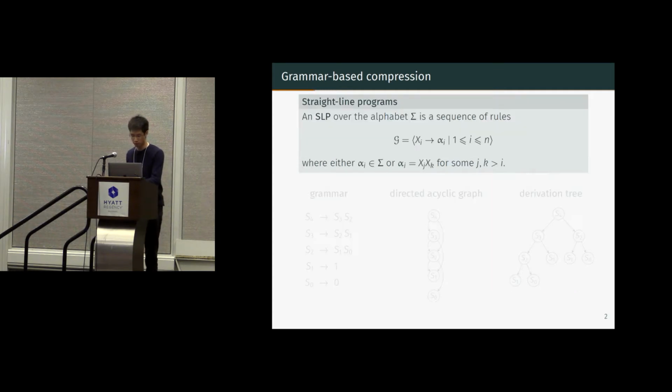So here's a more syntactic definition. As you know, we can always assume Chomsky normal form in grammars. So an SLP over some alphabet Sigma is a sequence of rules Xi goes to alpha i, so we have n variables Xi and n rules. The alpha i's are either terminal symbols from Sigma, or the concatenation of two variables Xj Xk, where j and k must be bigger than i. This ensures that the derivation is acyclic, so we produce exactly one string.